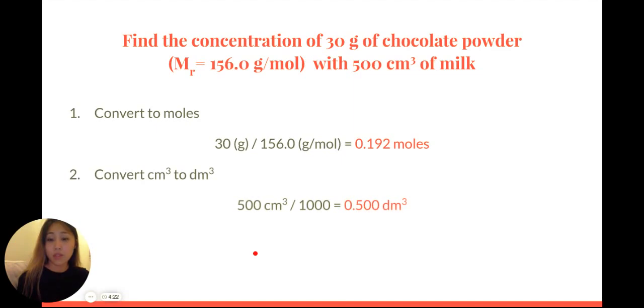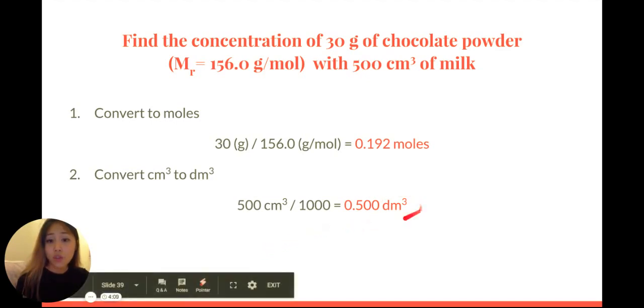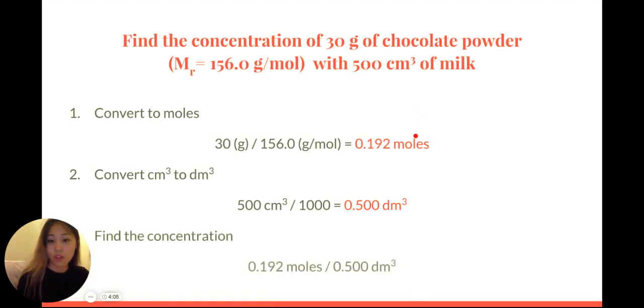So this means that you need to divide 500 centimeters cubed by 1,000 because decimeter is bigger than centimeters cubed, right? And this gives you 0.500 decimeters cubed. Now you have the two key values that are needed for you to find the concentration, and you just find the concentration by dividing them. 0.192 moles over 0.5 gives you 0.384 molar. So when we talk about the concentration, we say whatever molar. And molar is represented by the unit of big M.